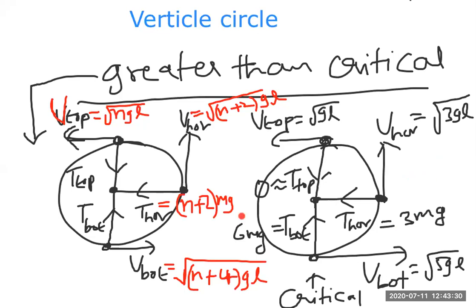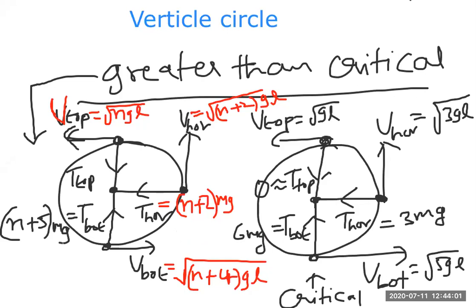Again, tension at the bottom, you observe 6 mg. How to write 6? 6 can be written as 1 plus 5. I told you to compare 1 as n. So tension at the bottom in the greater than critical situation, as compared to the critical, I can write as n plus 5 mg.